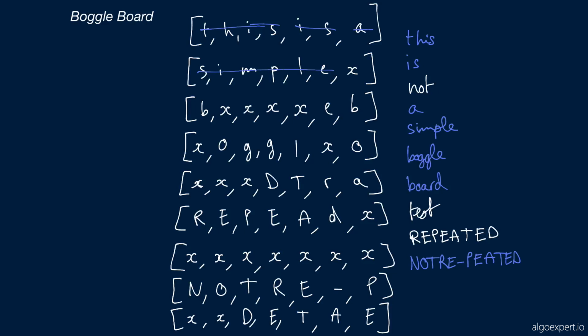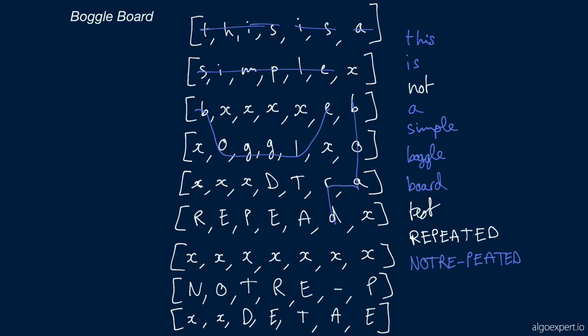So going back to the lines that I was drawing, we've got this, we've got is, a, we've got simple here, then we've got boggle here, so kind of funky looking here, going diagonally down and diagonally up. Then we've got the word board, like this. Board. So that one's another kind of funky one.